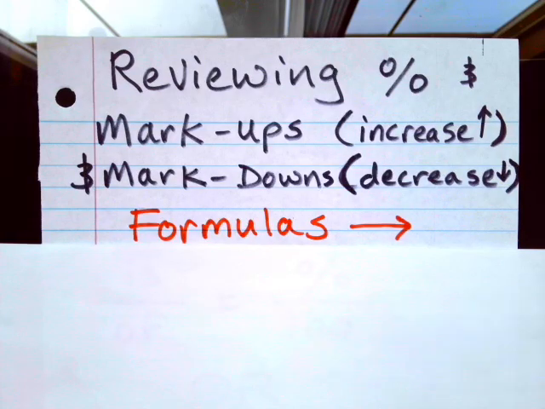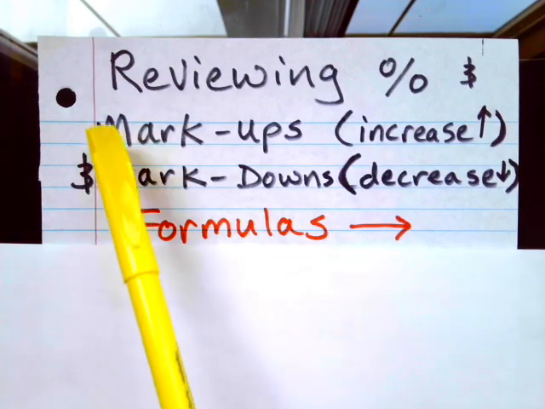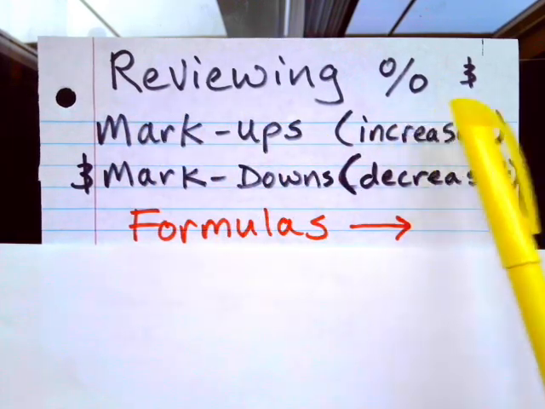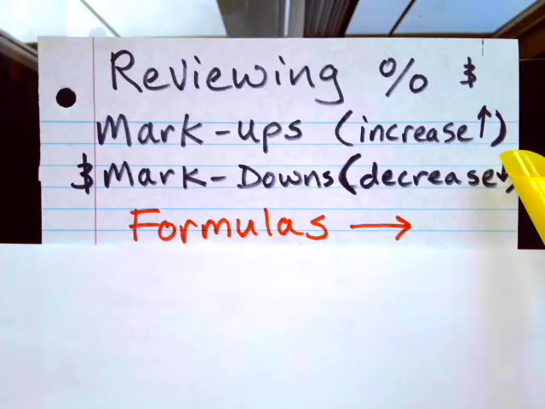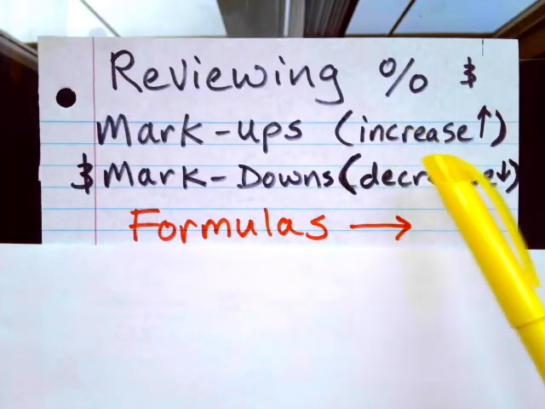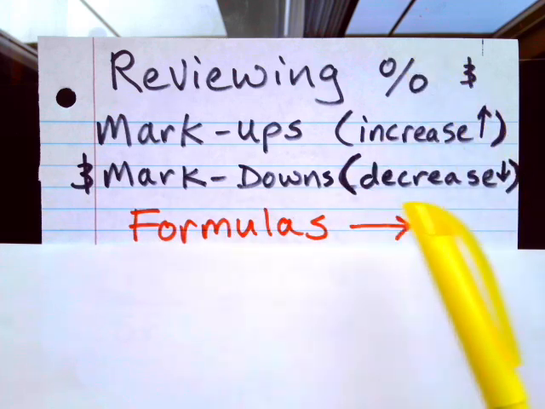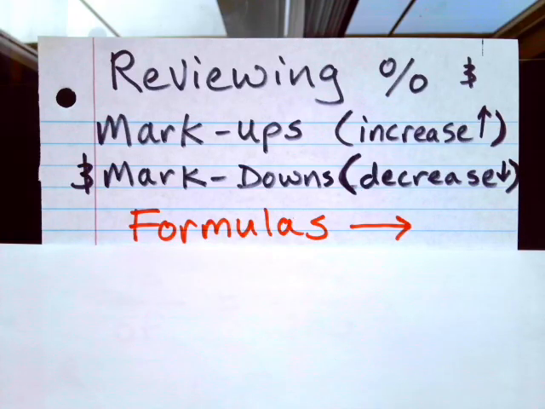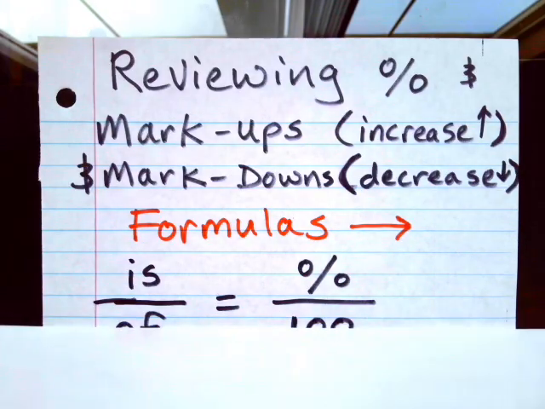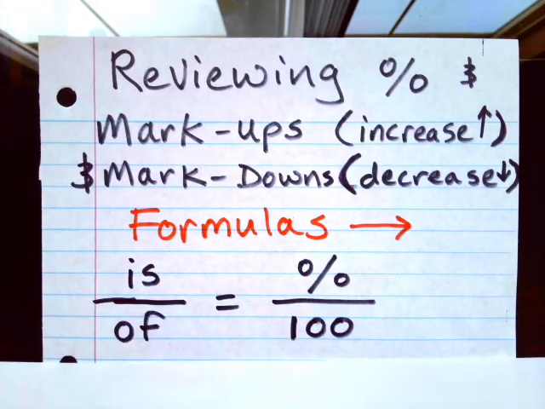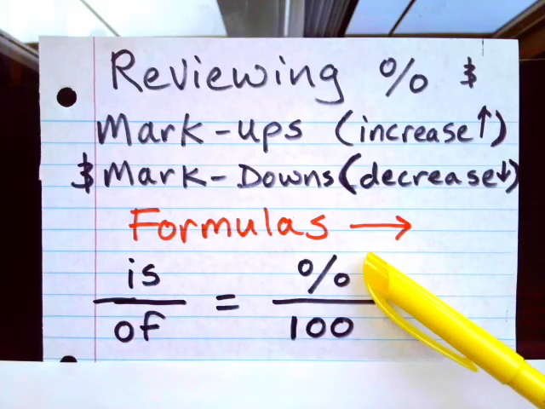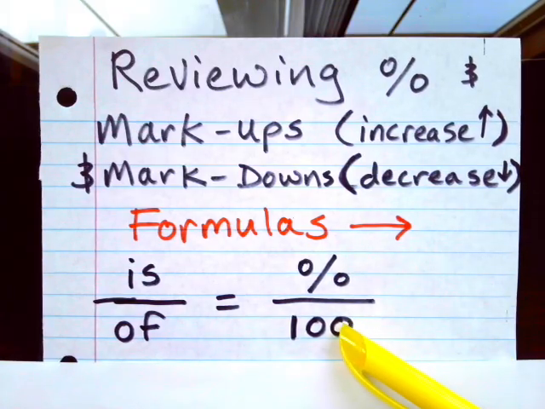What we're going to be reviewing now is percentages and markups, which is a percentage increase, and markdowns, which is a percentage decrease. I like to go over a particular type of formula that really helps us find this information. A percentage is per 100.